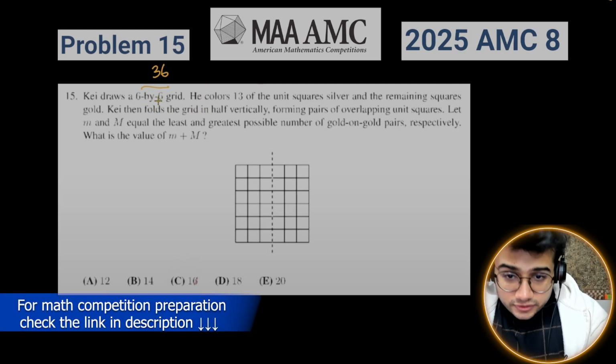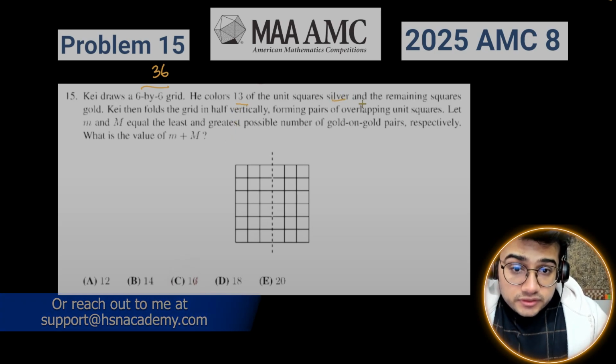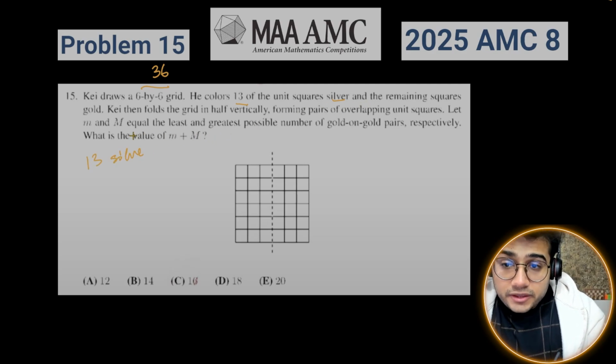That means we have 36 boxes, and he colors 13 of the squares silver, and the remaining squares gold. That means how many are gold? So we have 13 silver, and the remaining, which is going to be 36 minus 13, which is 23. So 23 gold squares exactly.